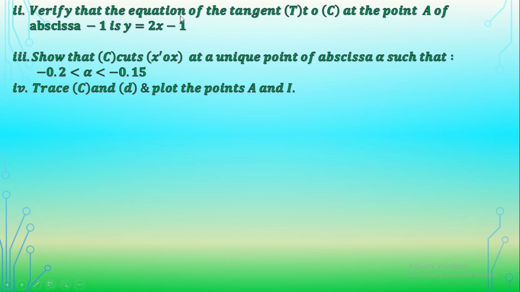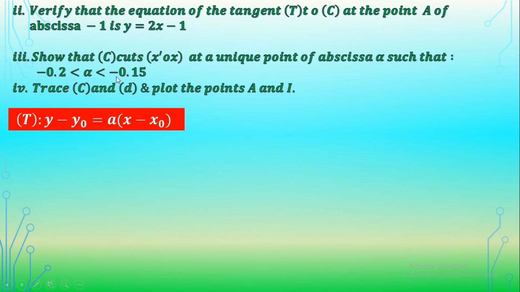Now verify that the equation of the tangent T to the curve C at the point A of abscissa minus 1 is y equals 2x minus 1. If you know something, the equation of the tangent is y minus y0 equals a into x minus x0. It's a rule to find the equation of a tangent.